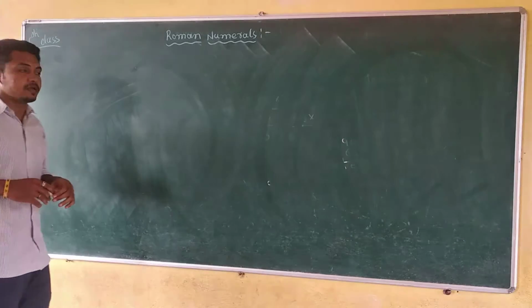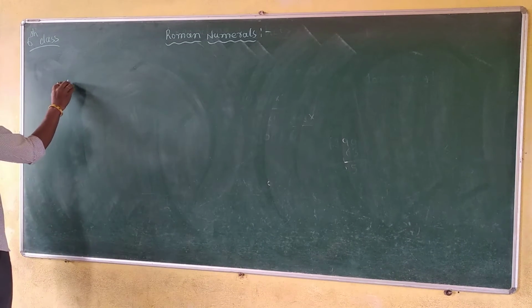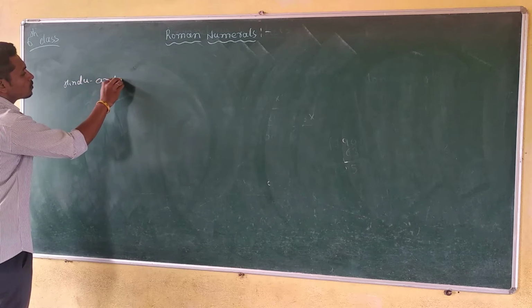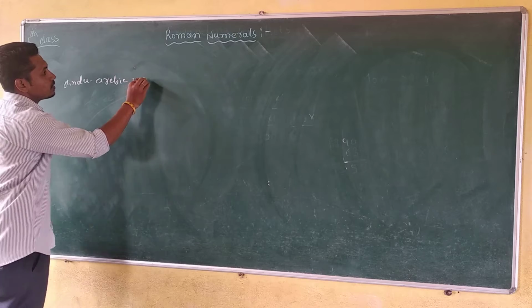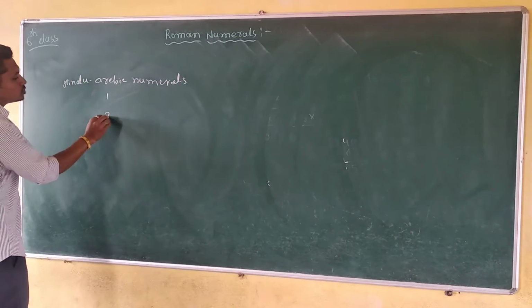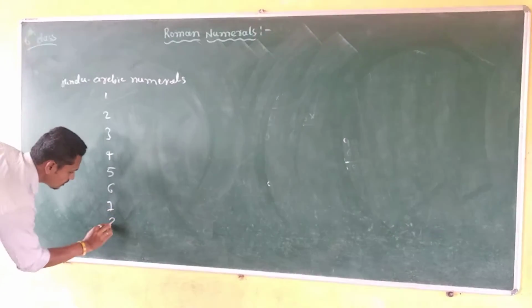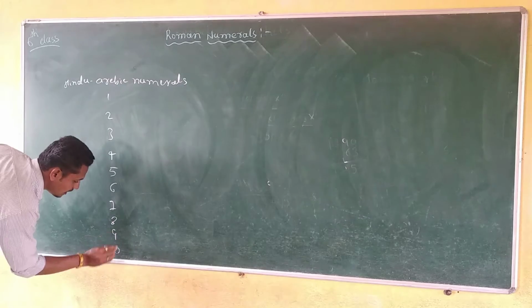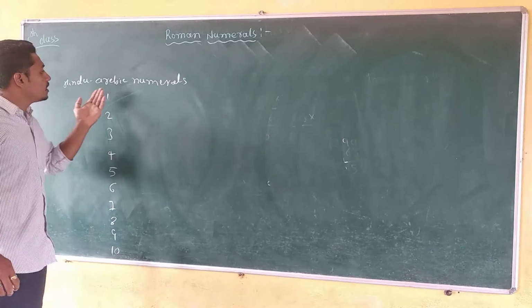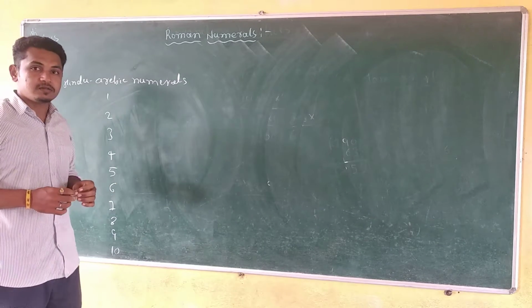Hindu-Arabic numbers. So now we already know about the Hindu-Arabic numbers. These Hindu-Arabic numerals are 1, 2, 3, 4, 5, 6, 7, 8, 9, 10, and so on. These type of numbers are known as Hindu-Arabic numbers. So what are the Roman numerals here?